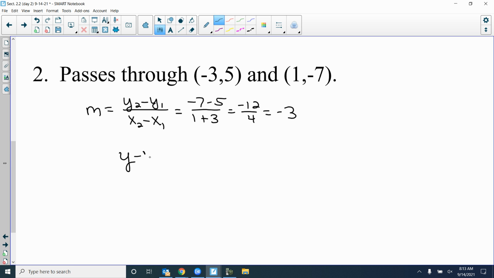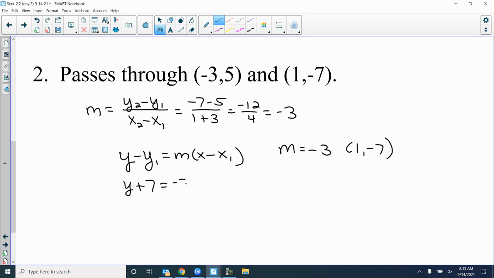I'm going to go to y minus y1 equals m times x minus x1. All right, which point do I need to use? Doesn't matter. Pick either point. If I've got a point where both are positive coordinates, I'm going to use that. But one's positive, one's negative, so it really doesn't matter for this case. My m is -3. I'm just going to pick the second point, 1, -7. So this becomes y minus -7, which becomes y plus 7, equals m, which is -3, times x minus 1.